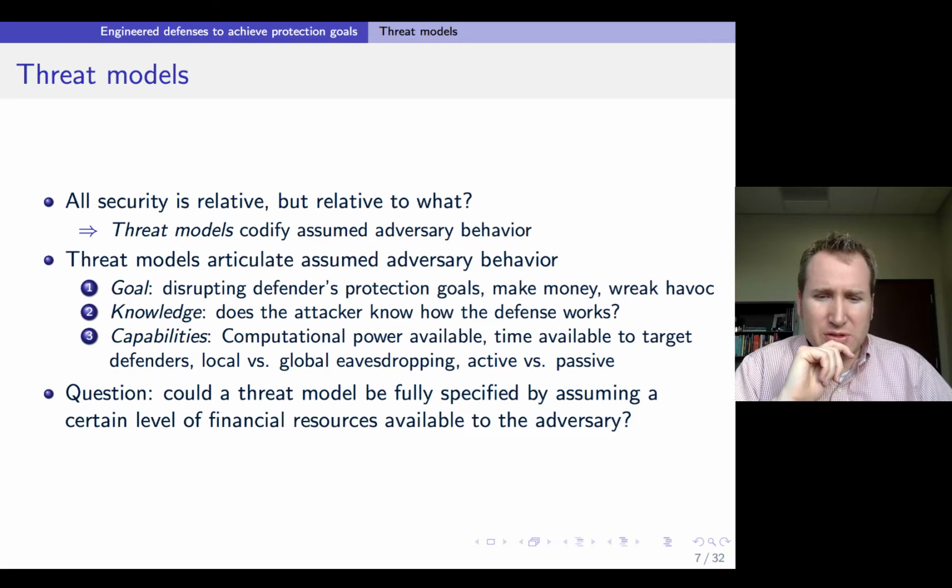And so a question to maybe help you think through this would be, could a threat model be fully specified by assuming a certain level of financial resources available to the adversary? So could we just say the threat model is an attacker who has a budget of $1 million? We'll discuss this more in class.